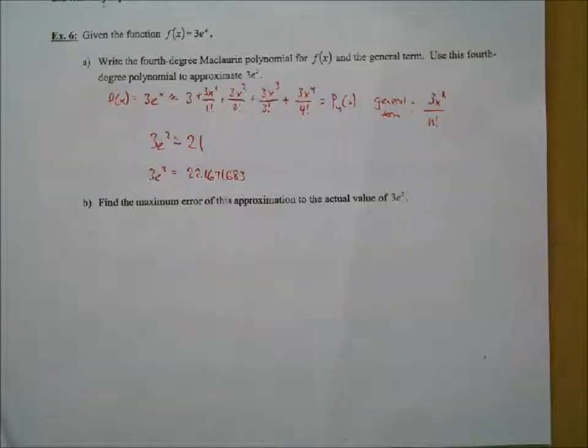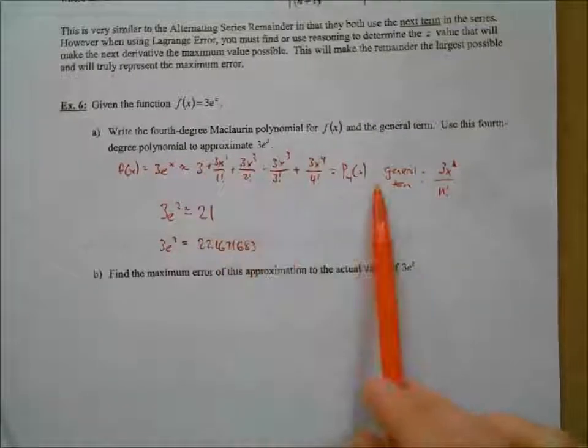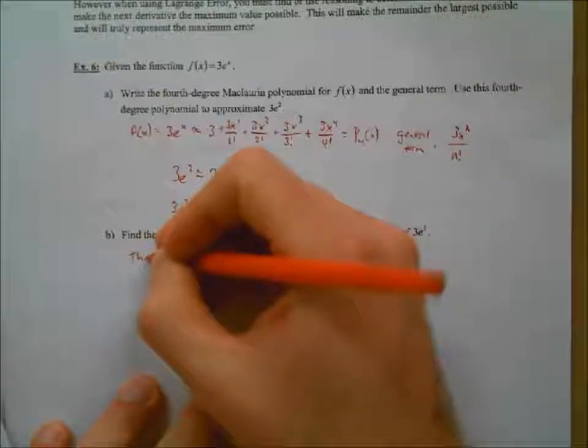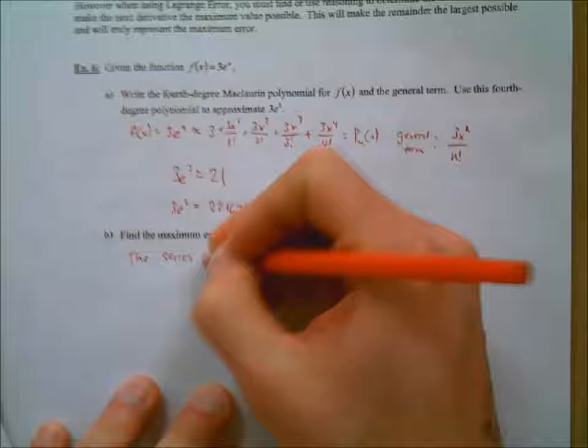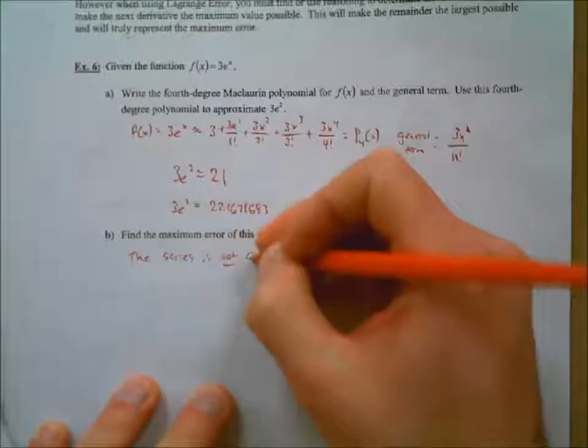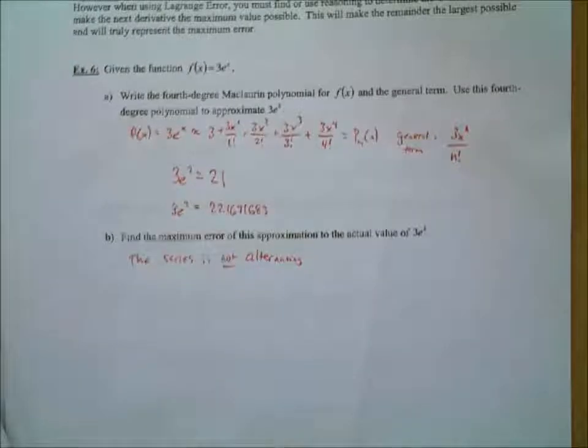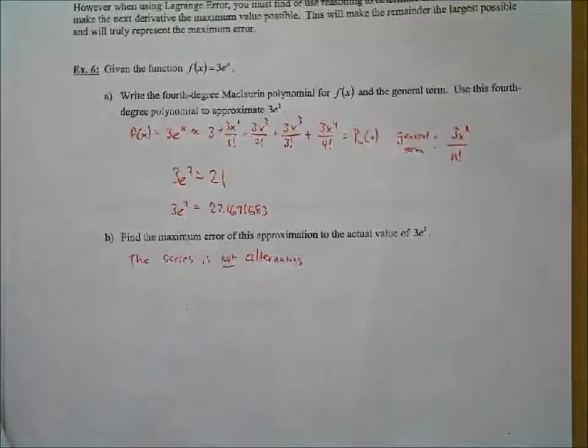So first of all, it's important for us to recognize here, is the series alternating? No. Right, so the series is not alternating, so we cannot use what we did yesterday. We can't use the maximum error for what we did yesterday.